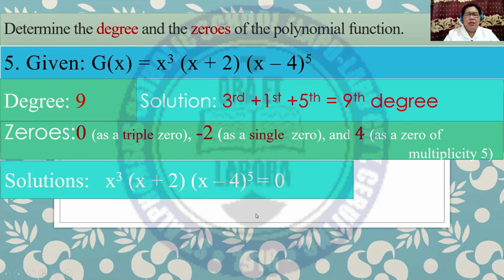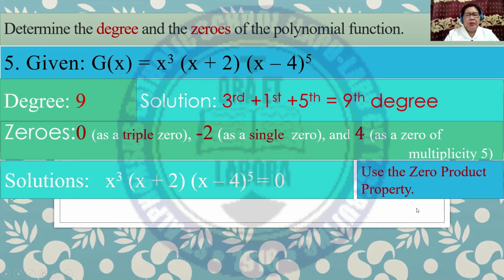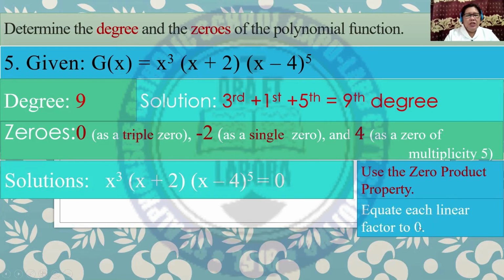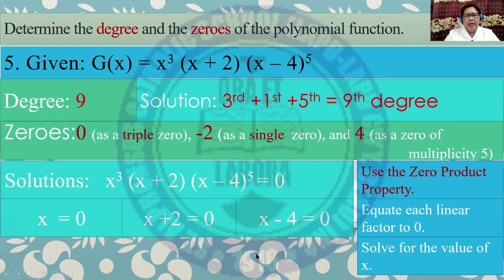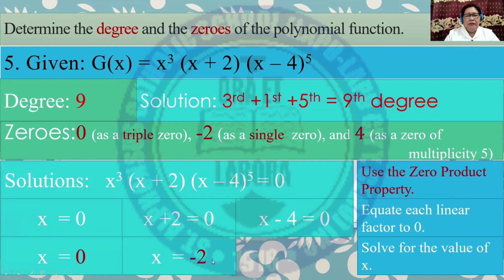For the solutions, again, we have to use the zero product property. Equate each linear factor to 0. So we have x is equal to 0, x plus 2 equals 0, x minus 4 equals to 0. And solve for x. The first one, we have already x is equal to 0. Then, x is equal to negative 2, and x is equal to 4.